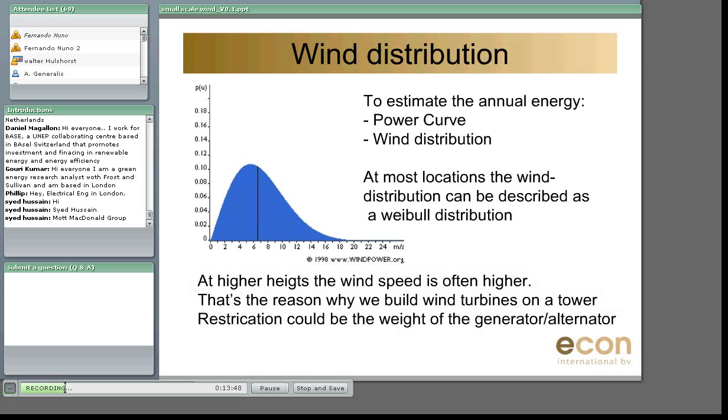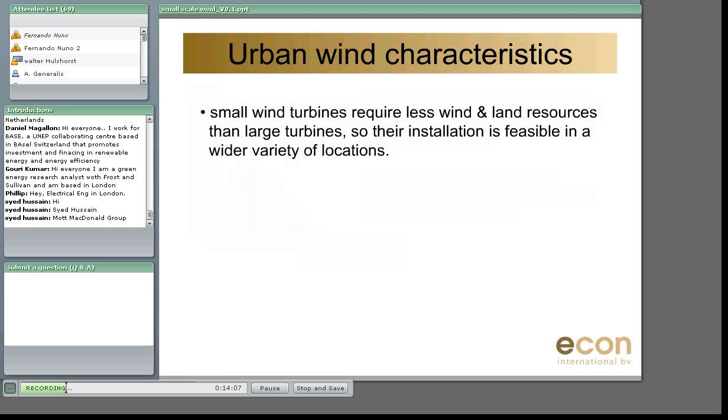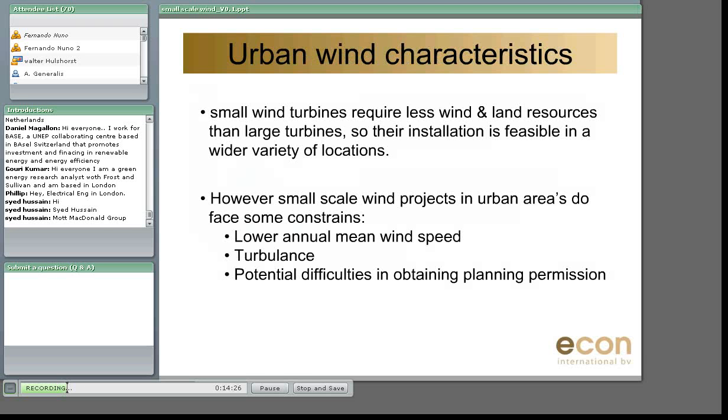That's also one of the reasons why you see that most of the wind turbines are getting larger and higher. There's only one restriction with that. The weight of your generator: when you make the tower higher, you will have some problems getting your generator to that height with those tremendous weights they have nowadays. If you look at the small wind turbines compared to the large ones, you will see that the smaller ones require less wind and land resources than the larger ones. So their installation is feasible for very different locations.